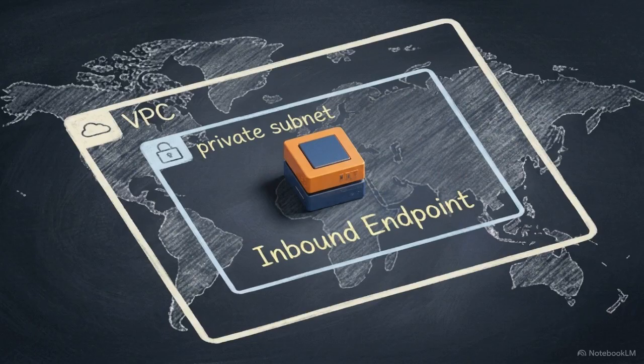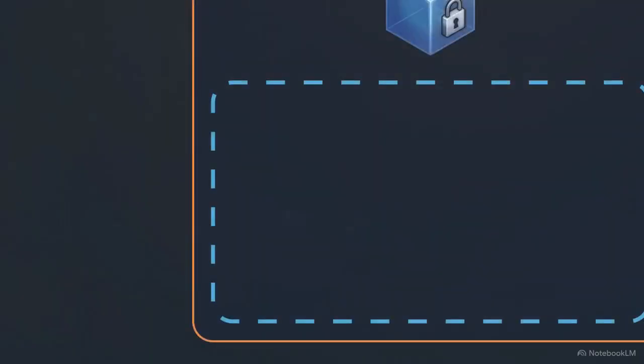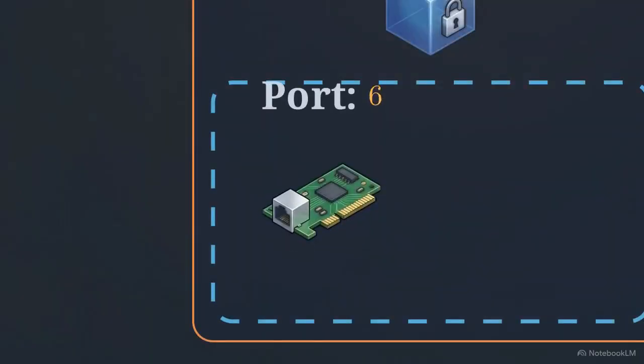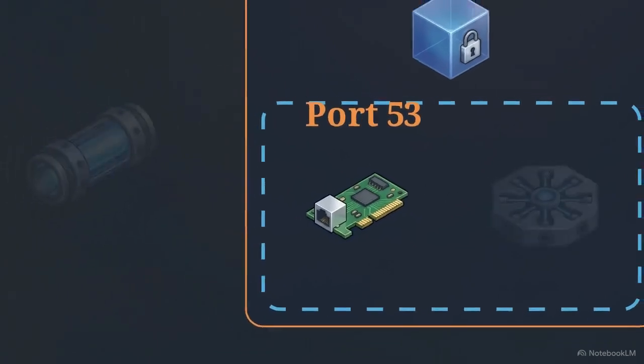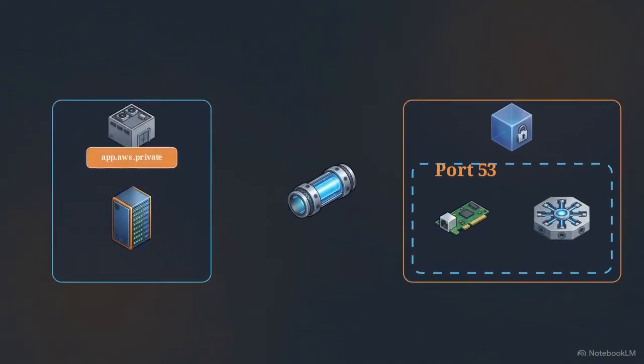An inbound endpoint is a mechanical deployment inside your VPC. AWS provisions dedicated elastic network interfaces into your private subnets, configuring them to listen for incoming queries on port 53. When an internal DNS query for an AWS private hosted zone leaves the on-premises server, it travels across the VPN link and targets the inbound endpoint. The endpoint receives the packet and hands it to the native Route 53 resolver to secure the internal IP mapping.